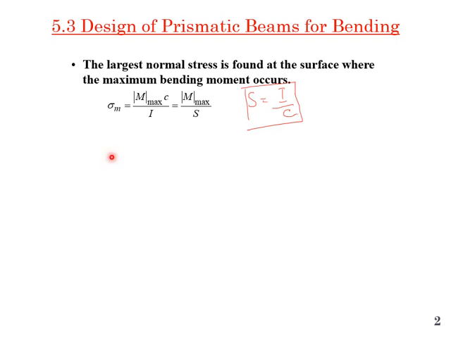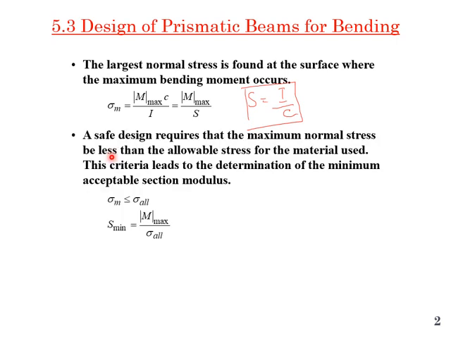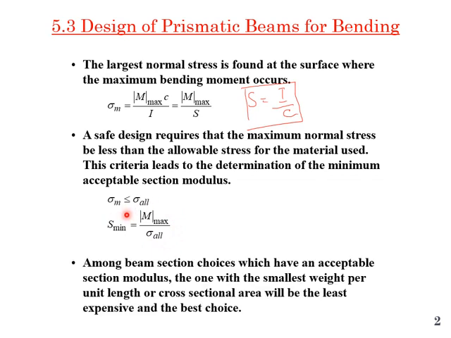Now, a safe design requires that the maximum normal stress be less than the allowable stress. The allowable stress depends on the material used, and this criterion leads to determining the minimum acceptable section modulus. Means we know the loading, we know the material, so what the dimensions will be we can find using this relationship. It will give us the section modulus, and using the section modulus we can design a cross section of the beam.